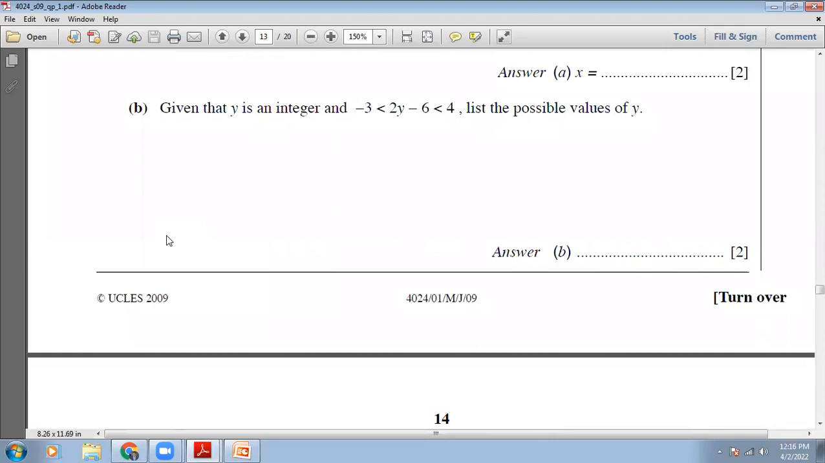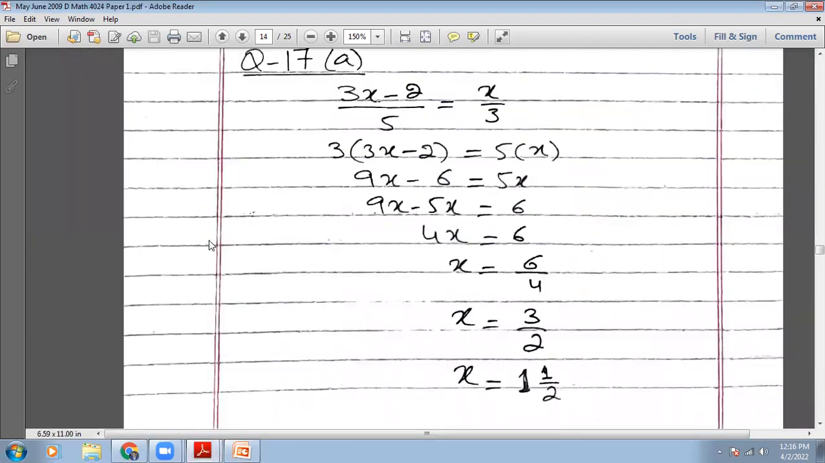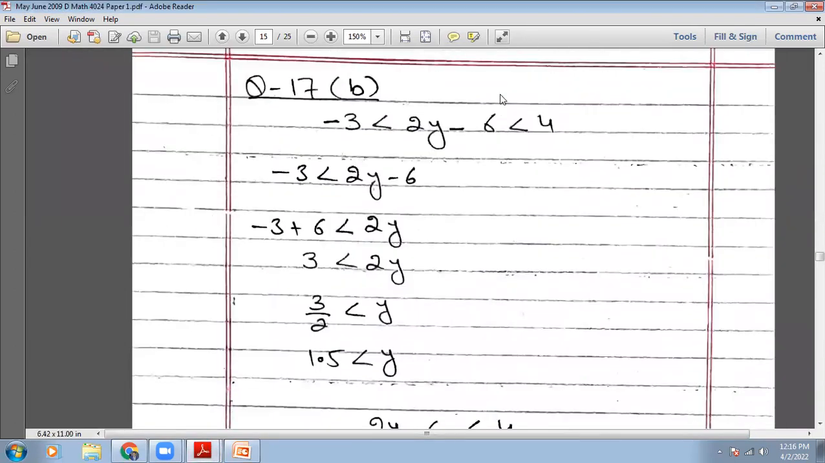Here an inequality question is given. Given that y is an integer and y minus 3 is less than 2y minus 6 less than 4, list the possible values of y where y is an integer. Okay, so let me show you how this is done. I will take this portion of the inequality and solve it separately, then I will take this portion of the inequality and solve it separately.